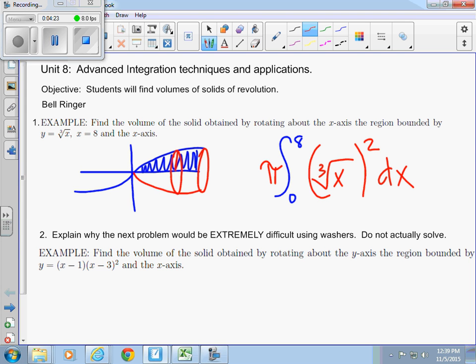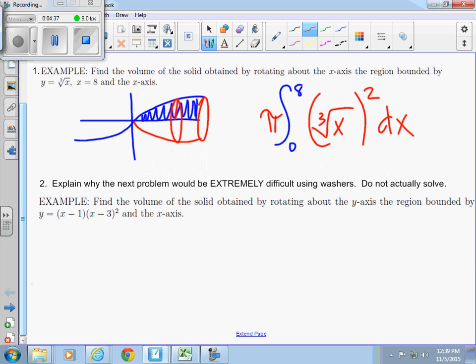Good? When we're rotating around the x-axis or any horizontal line, it always ended up being dx, right? If we rotated it around any vertical line, it always ended up being dy. So let's look at the next one. Why is it so hard? Find the volume of the solid obtained by rotating around the y-axis the region bound by this. I could almost stop there, and you could probably tell me why it's so hard.